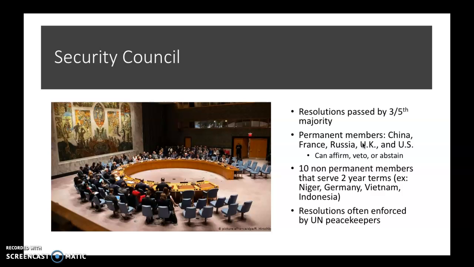So this is why these particular countries are permanent members, and in addition to that, we have 10 non-permanent members that serve 2-year terms. Okay, so right now, for instance, Niger is on the UN Security Council. Germany has a seat, Vietnam, Indonesia. You can look up the rest of the list online if you'd like. Okay, so for the UN Security Council, in order to pass a resolution, you have to have a 3/5 majority vote in every case, unlike the GA, where sometimes you only need a majority vote.